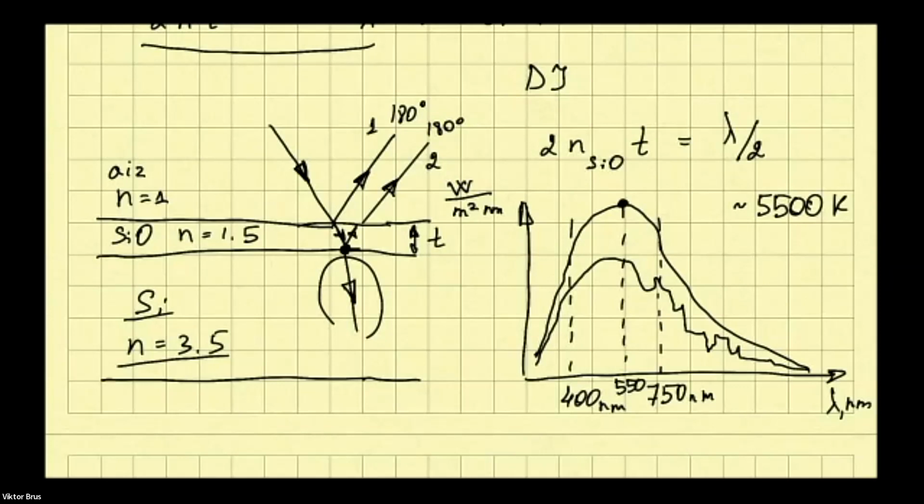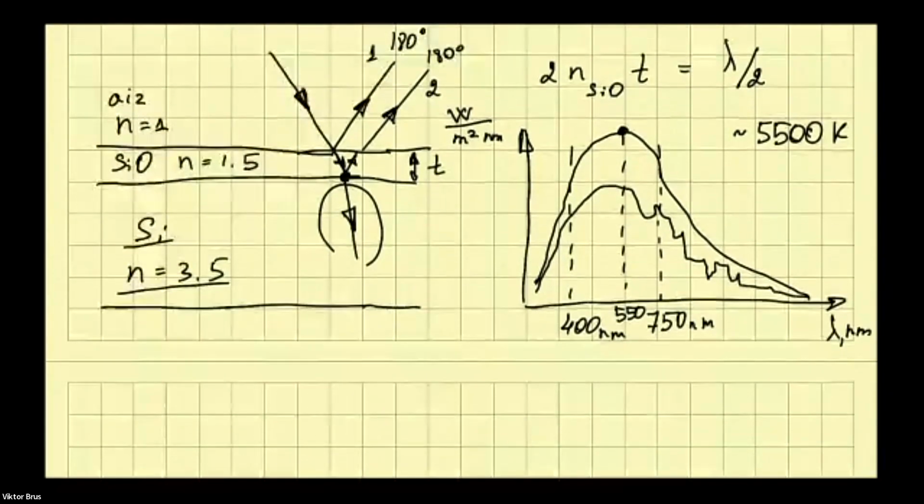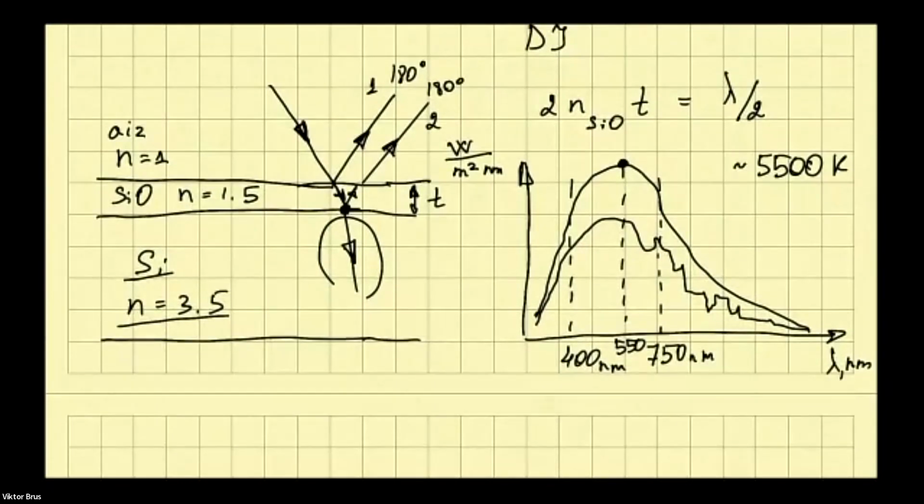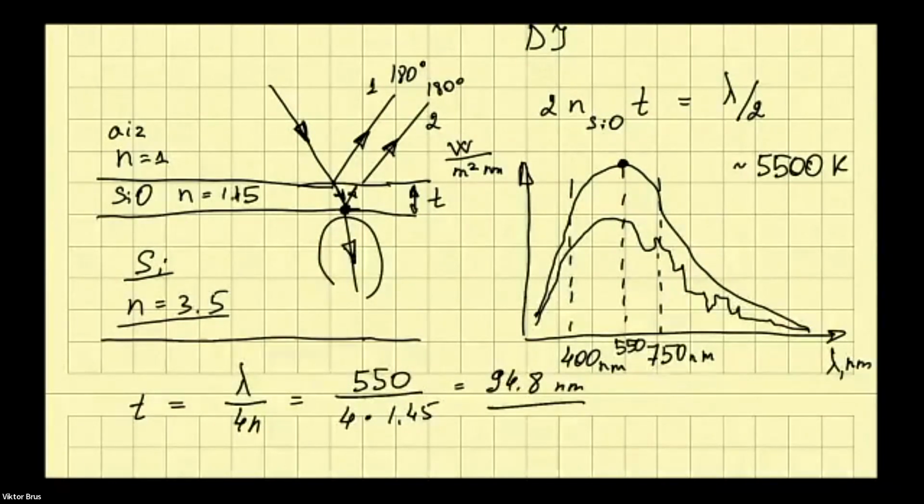So when we tune it for such condition that we want to get destructive interference for the wavelength 550 nanometers, we actually can calculate what should be the thickness of this silicon oxide film, in order to reach our goal and get destructive interference of this particular wavelength. So the thickness can be determined as lambda divided by 4 times n. That will be 550 nanometers divided by 4 times 1.45. And that will be equal to 94.8 nanometers.